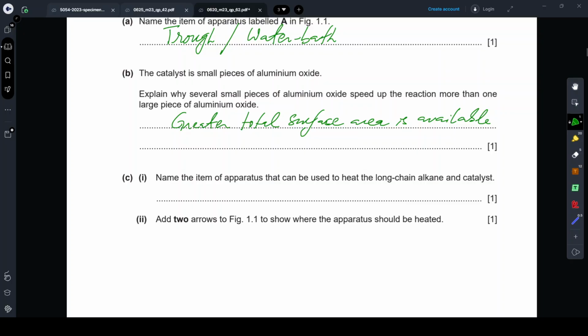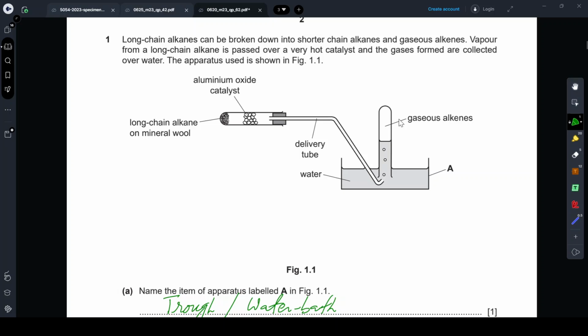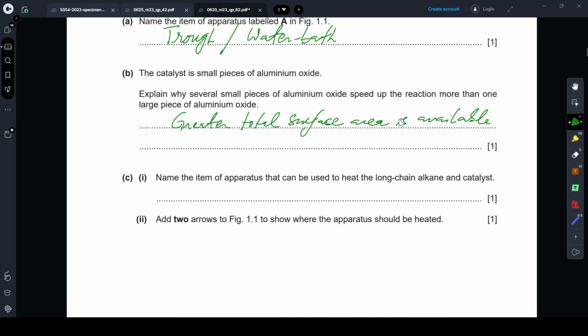Name the item of apparatus that can be used to heat the long chain alkane and catalyst. So what are you going to use to provide heat? Something, it was some type of burner. Yes, but they want the exact, proper name. So it's a Bunsen burner. Yeah, I had this in mind, but I did not know how to say it without pronouncing it wrong.